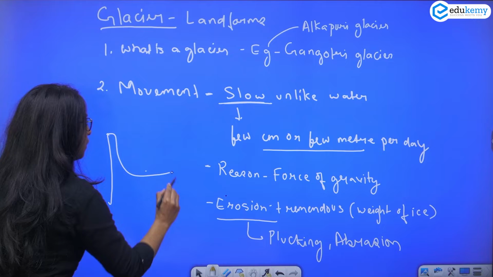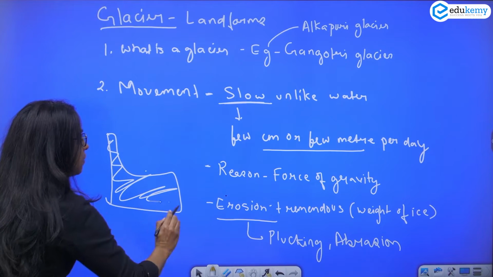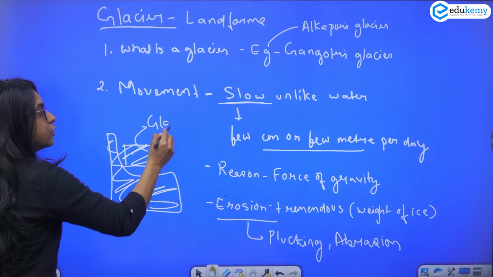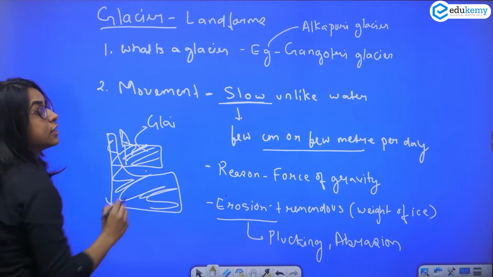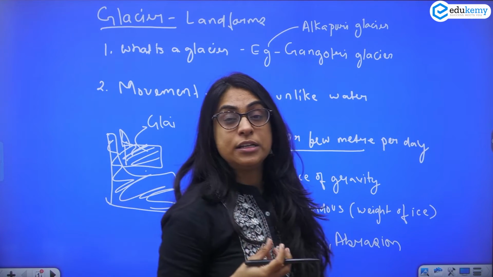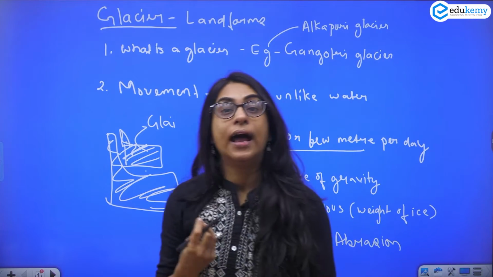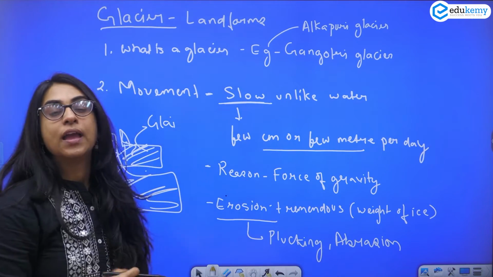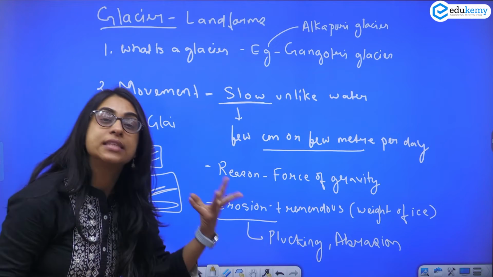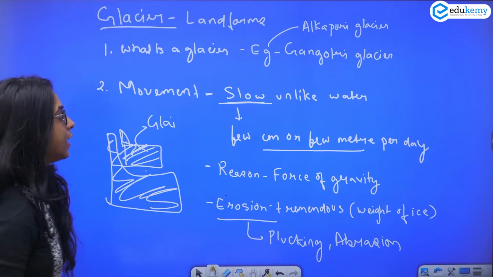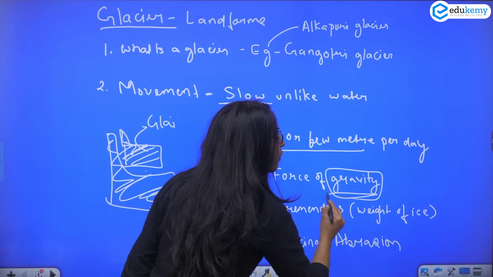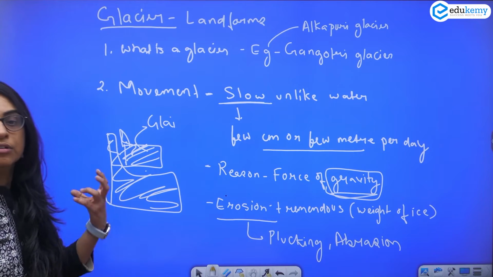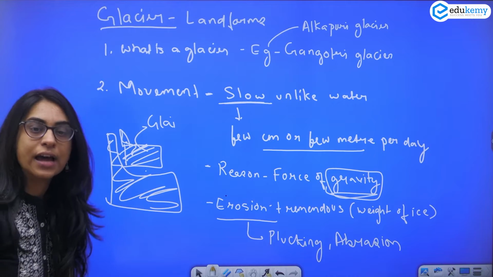If this is the bedrock and this is the glacier, the movement of the glacier is very slow, a few centimeters, a few meters per year. Imagine just a few centimeters per day. And how does the glacier move? What influences the movement of the glacier? It is gravity. Gravity is the major player here. The main reason for the movement of the glacier is gravity.